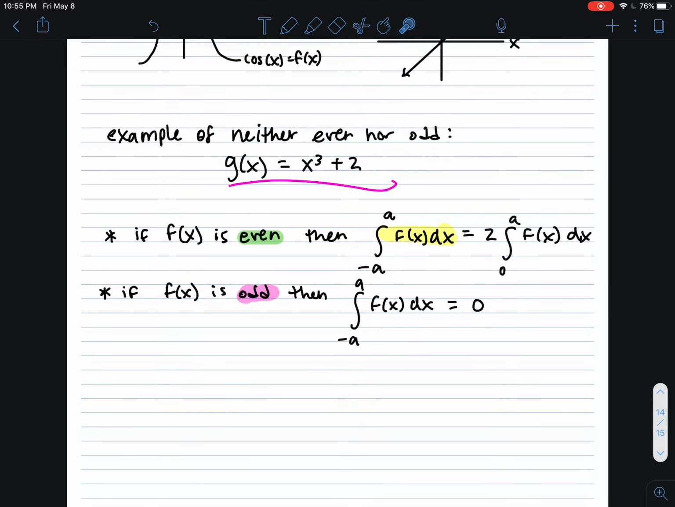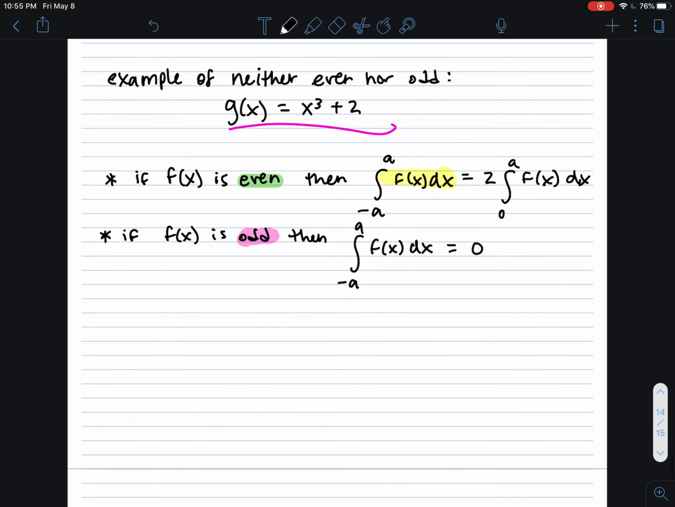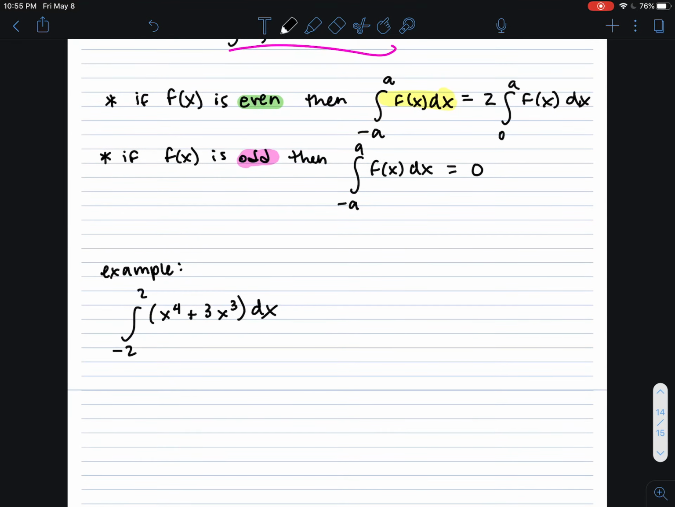We're going to do one example, I guess. An example. So the integral from -2 to 2 of x to the fourth plus 3x to the third dx. So we know that we can break this up into two integrals, -2 to 2 of x to the fourth plus the integral from -2 to 2 of, we bring the 3 out front, 3x cubed dx.